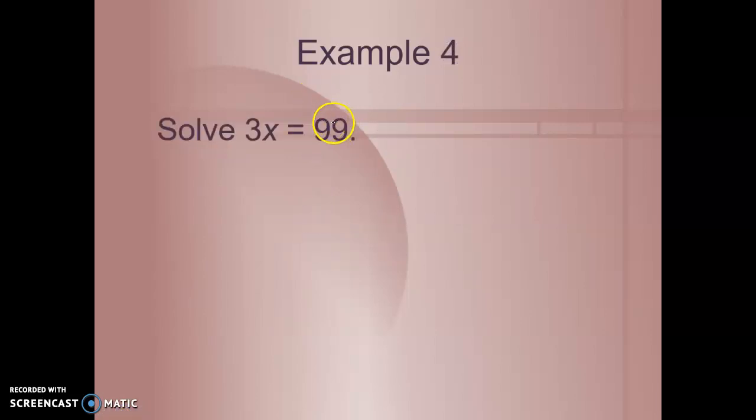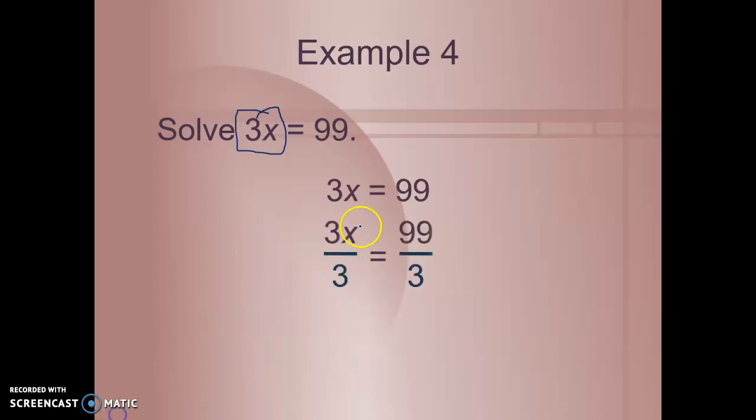What about 3x equals 99? What's being done to the x? It doesn't have anything added to it or subtracted from it. Instead, it's being multiplied by 3. The inverse of multiplication is, hopefully you said, division. So we're going to divide it by 3. 3 divided by 3 is 1. So we're left with 1x, which is what we're trying to solve, the value of 1x. And 99 divided by 3 is 33. So 1x is the same as 33.